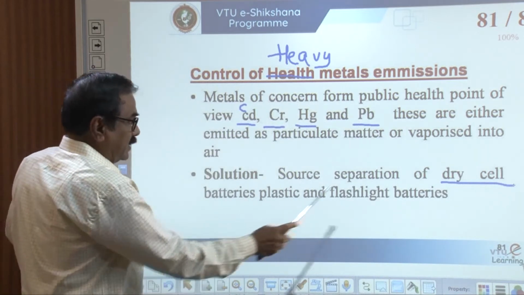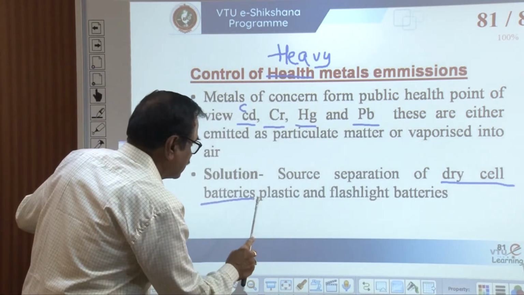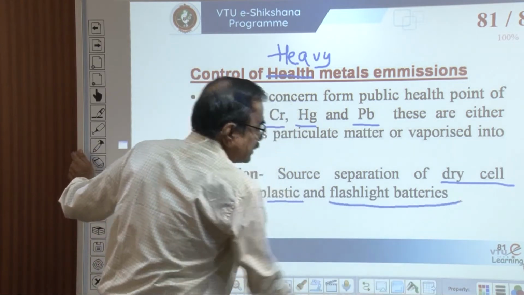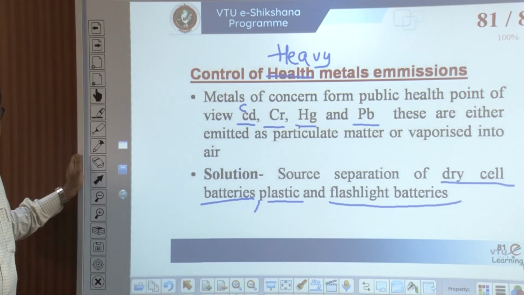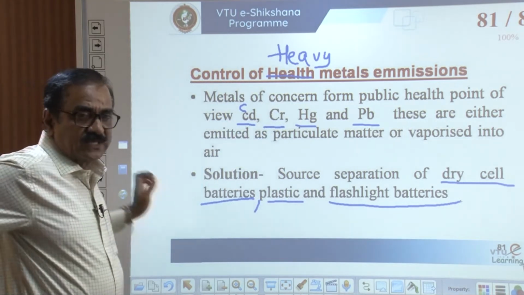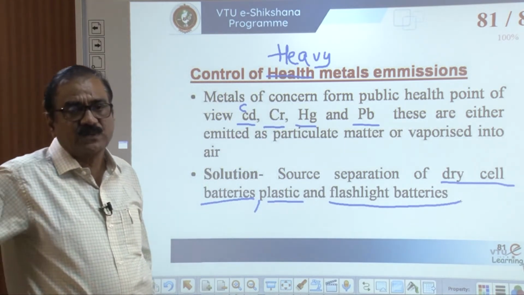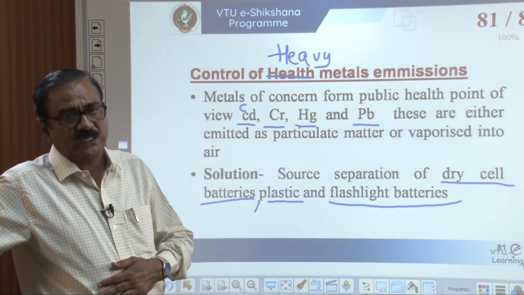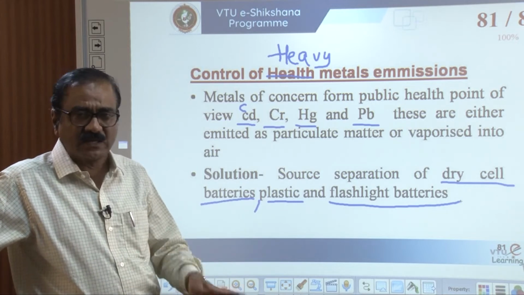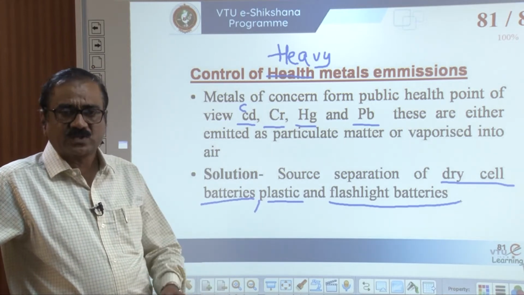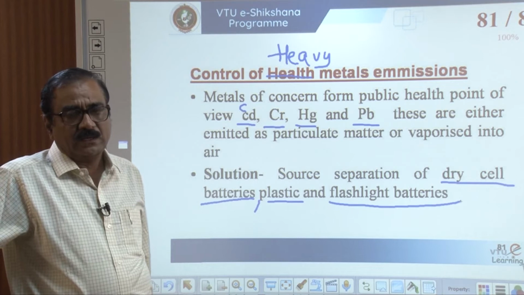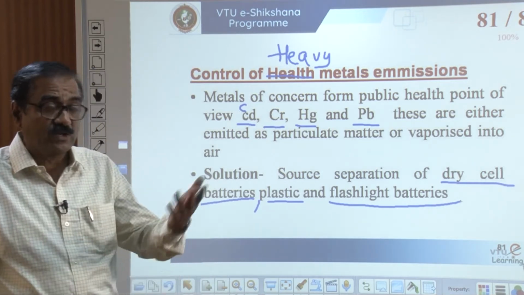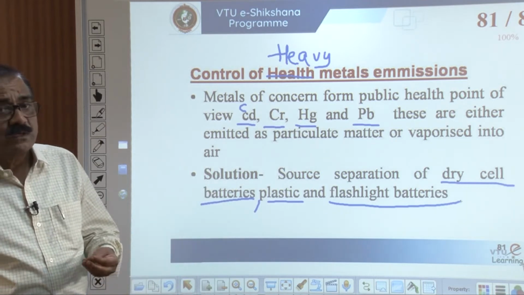Dry cell batteries, plastics and flashlight batteries, whichever we throw into the municipal solid waste, are mainly responsible, as they contain different types of heavy metals. Even TV accessories and electronic wares contain a lot of heavy metals. So it is quite likely that some of the electronic items may enter; e-waste management is a separate topic, of course.